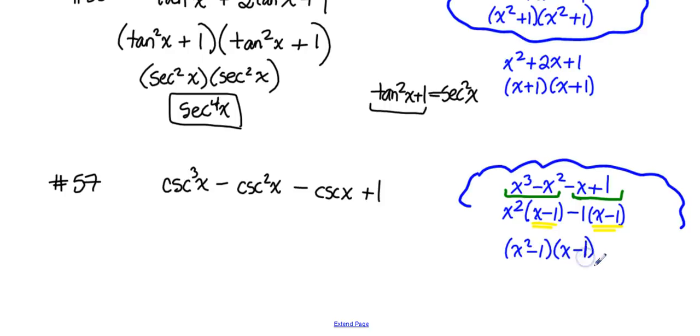But wait, there's more, because x squared minus 1 is the difference of squares. So I could technically keep going and say x plus 1, x minus 1, x minus 1. So my final answer here would be x plus 1, x minus 1 all squared.